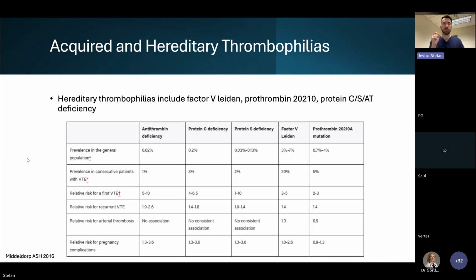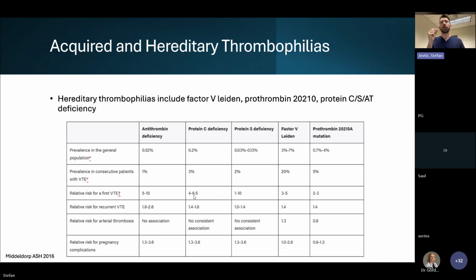And really, these thrombophilias predict the risk of a first occurrence of VTE. Okay, so as you can see, the relative risk in these patients, antithrombin being the most potent, is about 5 to 10-fold increased relative risk. And generally, protein C is also one of the more potent ones.